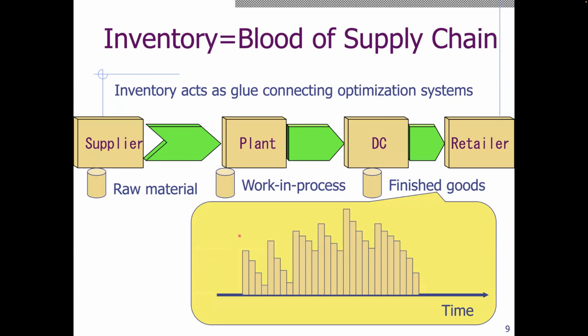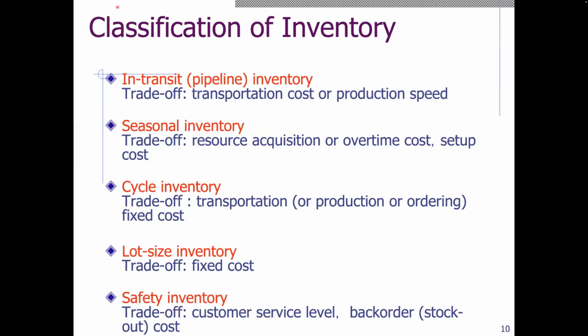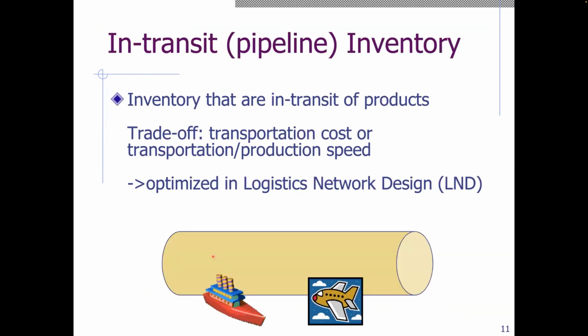To understand the role of inventory in the SC, we need to classify it into 5 categories by their motivations. They are in-transit inventory, seasonal inventory, cycle inventory, lot size inventory, and safety inventory. We have to ask why we have such inventory every time we encounter inventory in the SC. In other words, we must optimize the trade-offs between inventory and some other factors.